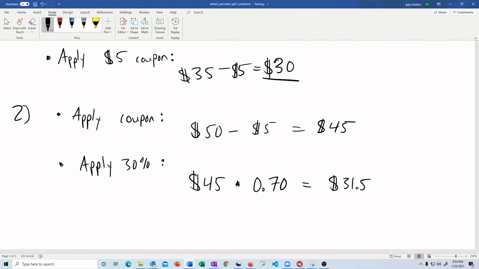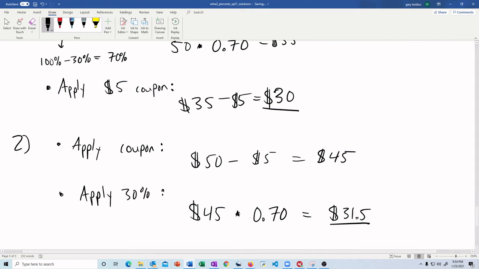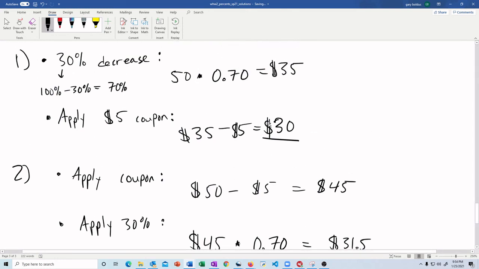Let's compare. What's better for you? I only want to pay $30, not $31.50. $1.50 is $1.50. I want to save money. So way number 1's better, okay?